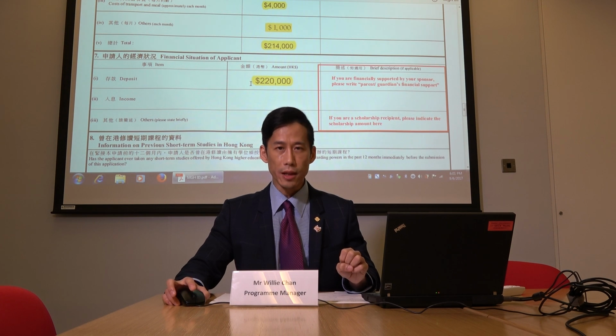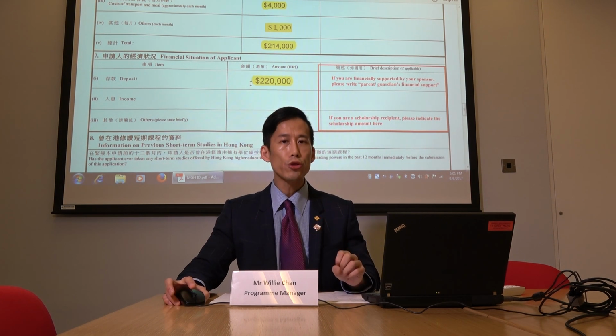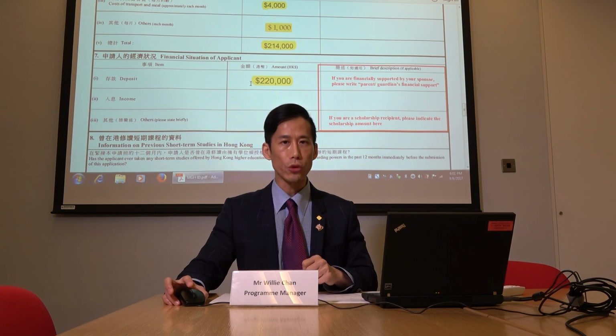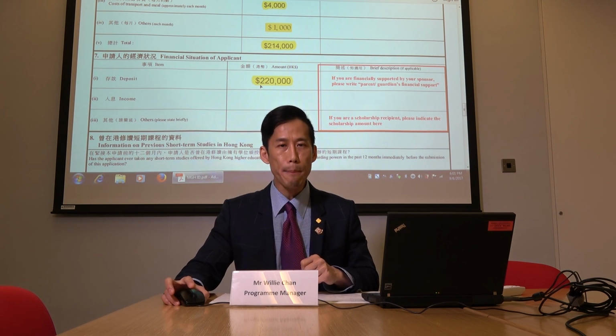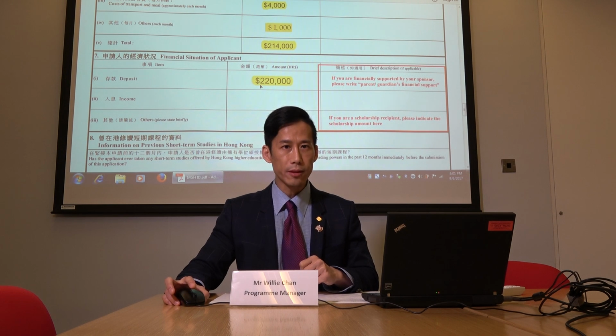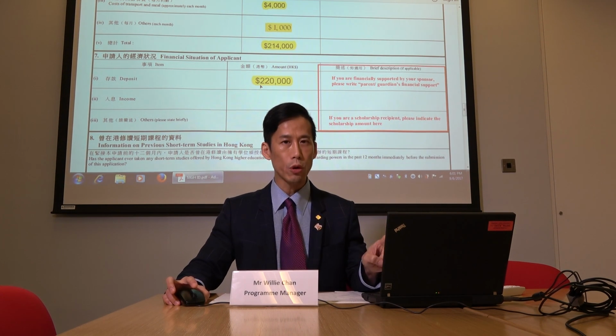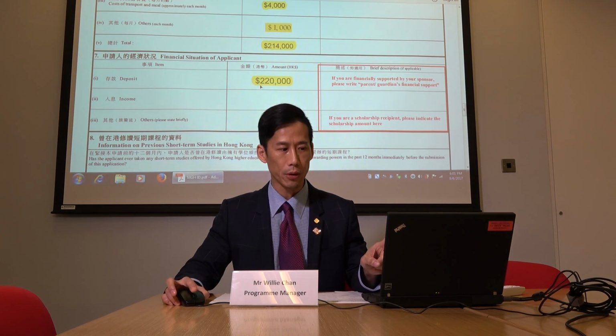For the next part, the financial situation of the applicant. Again, this amount is in Hong Kong dollars. Then you should convert whatever you or your parents have in your account into Hong Kong dollars. The amount should be no less than this figure, 220,000. Okay, it should be at least equal to or larger than this number.